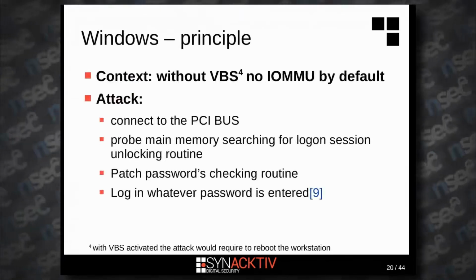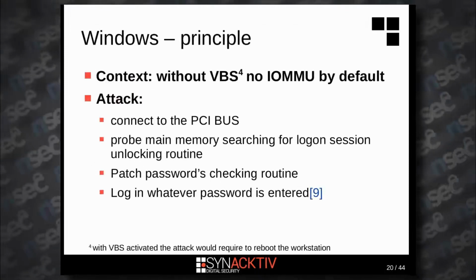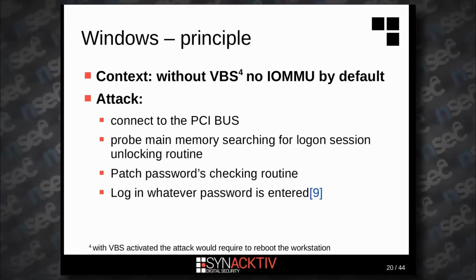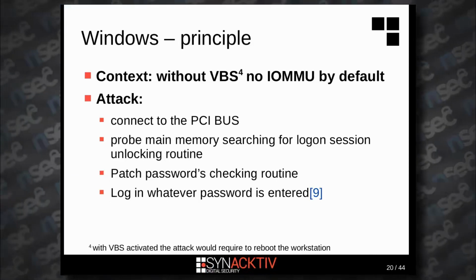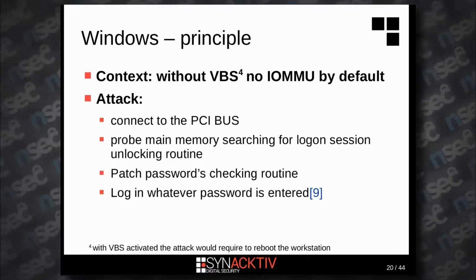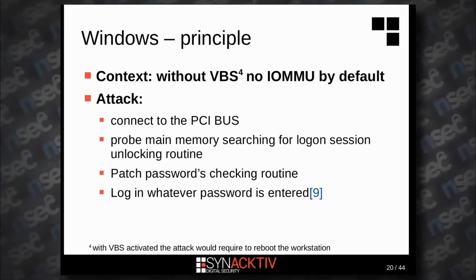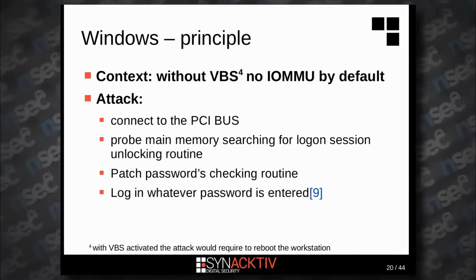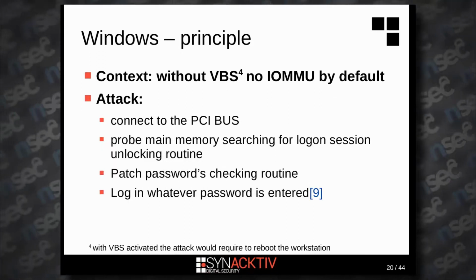A quick reminder first that we consider here that the target computer is already switched on and is locked. As we saw earlier, Windows does not use IOMMU by default. The workflow of this attack is pretty easy to understand, actually. First, we find a way to connect to the PCI bus. We then probe the target computer main memory, searching for the unlocking routine. We patch the password checking routine. Et voilà. You can log whatever password is entered. Now we'll see a bit more in detail how to do so.